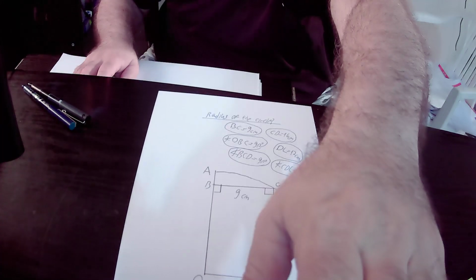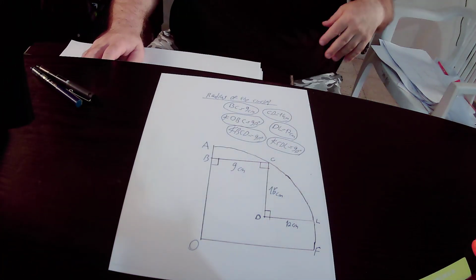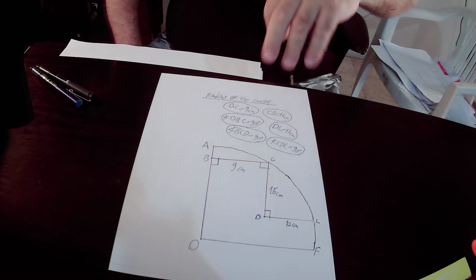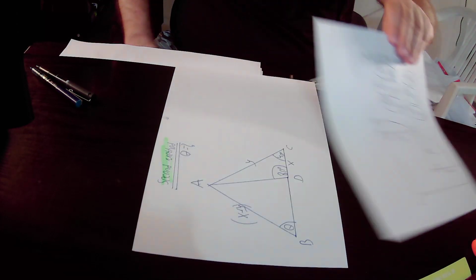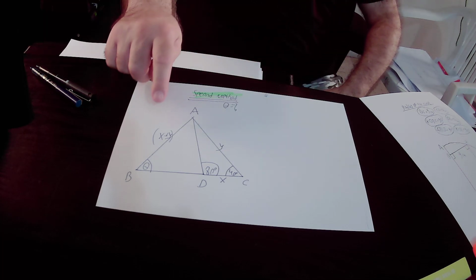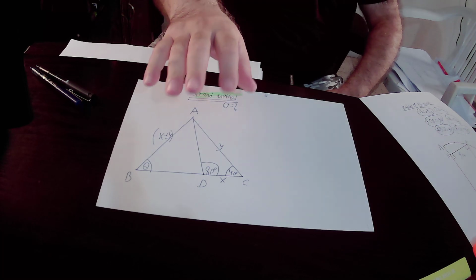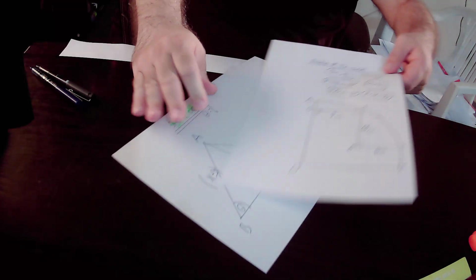Hello, in this lecture we'll answer two questions. In the first question we'll find out the radius of this quarter circle, and in the second question we'll find out the size of this angle theta, that is inside triangle ABC. Okay, so we'll start with the first question.